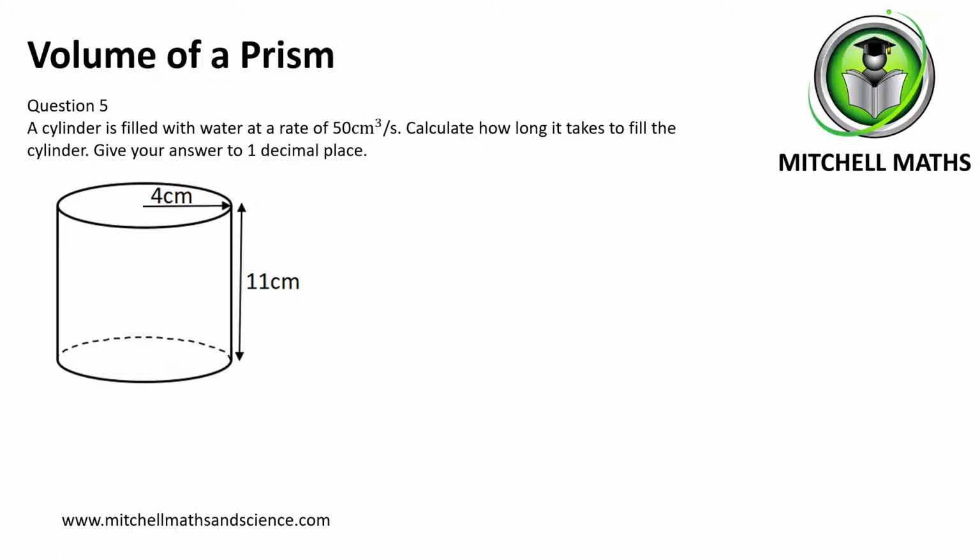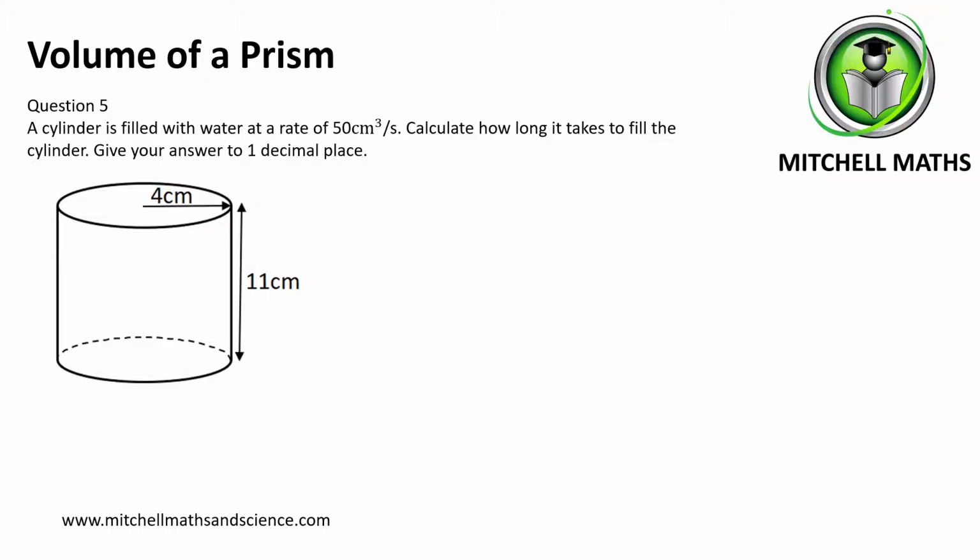Right, a cylinder is filled with water at a rate of 50 centimetres cubed per second. Calculate how long it takes to fill the cylinder. Give your answer to one decimal place. Right, first of all, I'm going to need to work out the volume of the cylinder before I can calculate how long it's going to take to fill it.